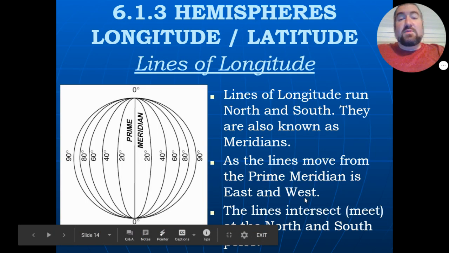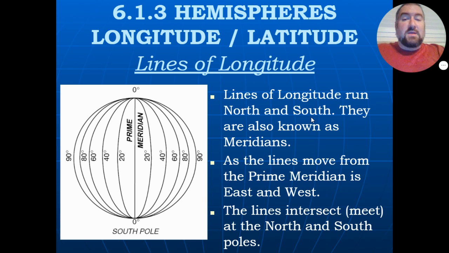And not to be confused with the lines of longitude. Lines of longitude run north and south. These lines of longitude are known as meridians. So you've heard that word meridian before because the one line that runs north and south at 0 degrees is the prime meridian. That's where we get the same term primary. It means the big one, the main one.